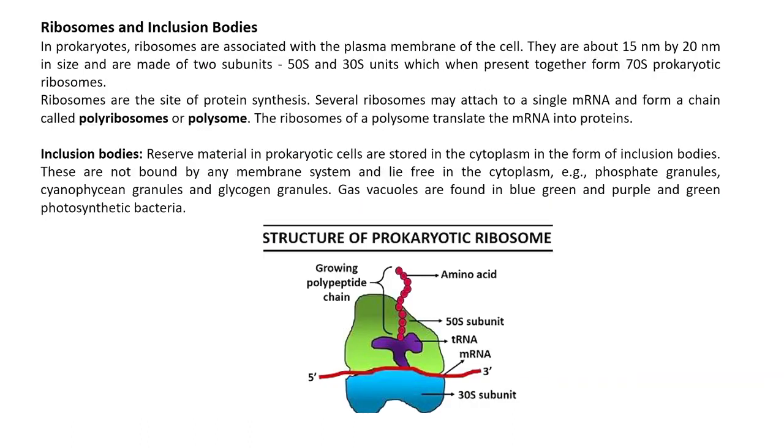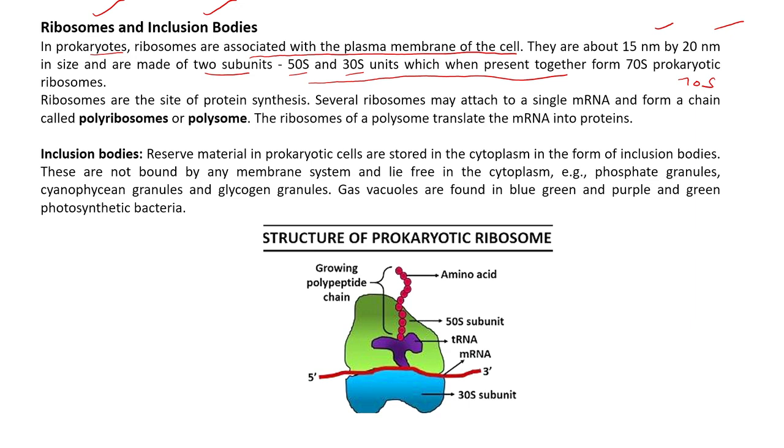Now this is the last slide regarding the prokaryotic cell, and I already told you the prokaryotic cell contains one organelle, which is called ribosome. Apart from ribosome, we will study inclusion bodies. In the prokaryotic cell, ribosomes are associated with the plasma membrane of the cell. They are 15 nanometer and 20 nanometer in size and made up of two units, 50S and 30S. When these units are present together, they form a 70S unit.